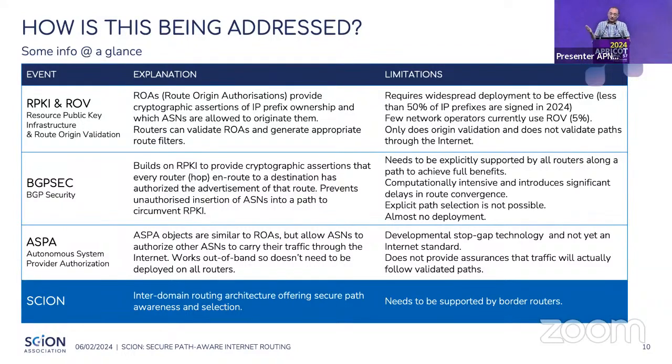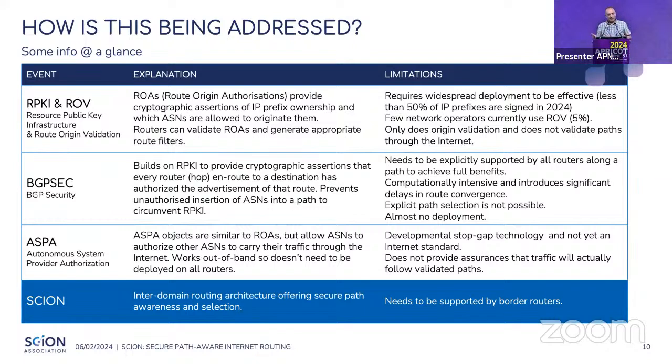But even if you have created ROAs for your resources, you need to do something useful with that, and that really requires doing route origin validation. At the moment, it's estimated that only about 5% of networks are actively doing that. And even if you are, this is only origin validation and not validating paths across the internet.